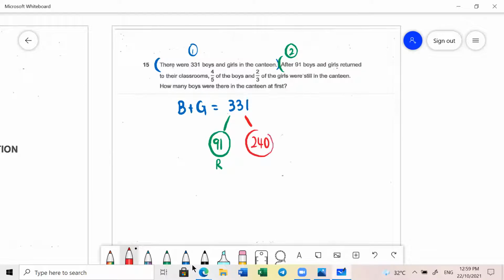What is this 240, if you may ask? This 240 is the people who did not return to the classroom. They are still at the canteen. So I would put C, which stands for they are still at the canteen. And then I continue reading.